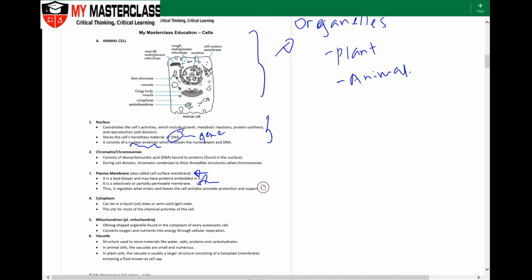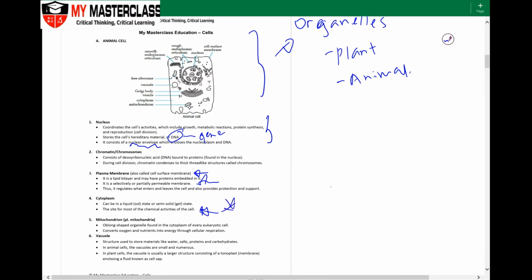Okay, so inside the cell, you have all these organelles. Okay, look at where my cursor is. So all these organelles, they are floating in the cell, which means that it requires some form of fluid. Okay, and this fluid is point number 4, which is the cytoplasm. Okay, so the cytoplasm, take note, this is a common question. It is the site of most chemical activities in the cell.